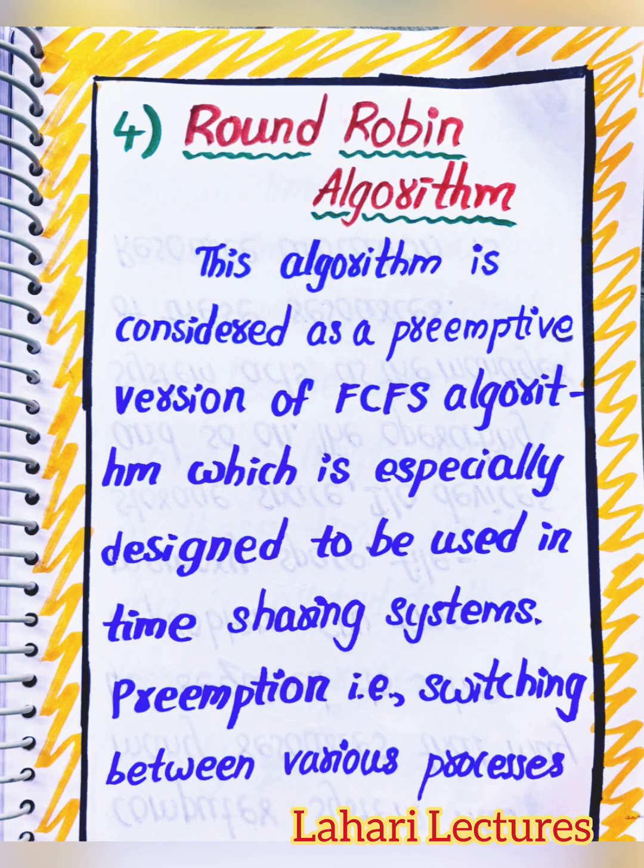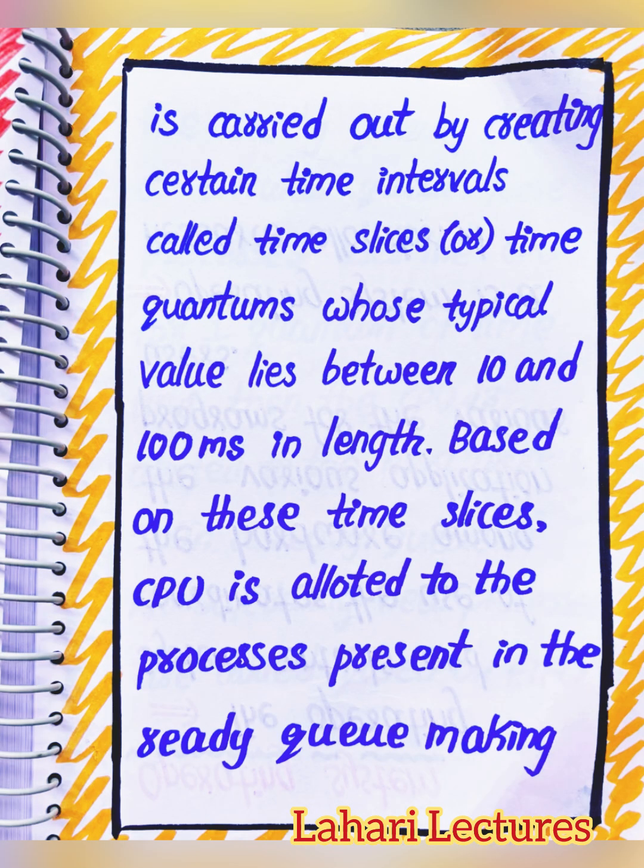In this video, you can watch notes on the round robin algorithm. This algorithm is considered a primitive version of the FCFS algorithm, which is especially designed to be used in time sharing systems. Preemption, that is, switching between various processes, is carried out by creating certain time intervals called time slices or time quantums, whose typical value lies between 10 and 100 ms in length.